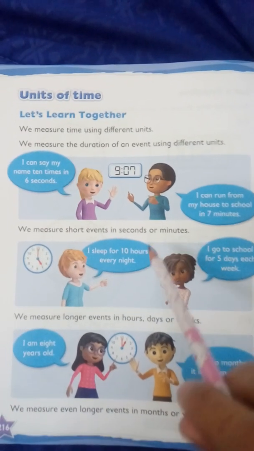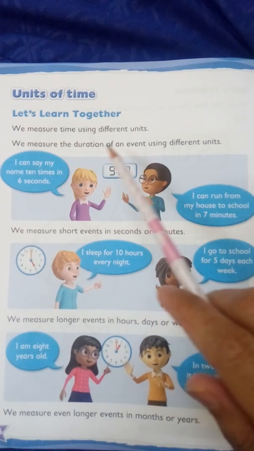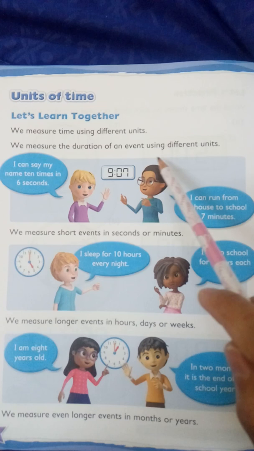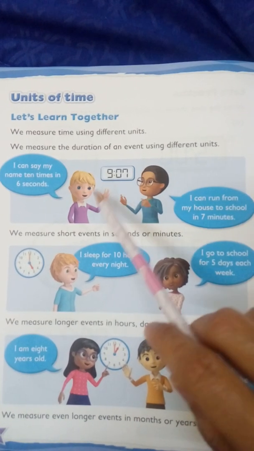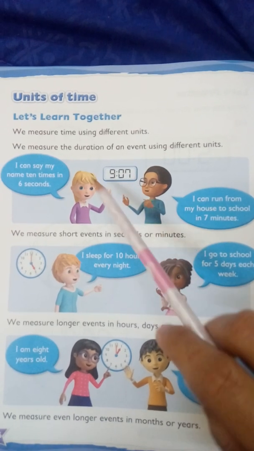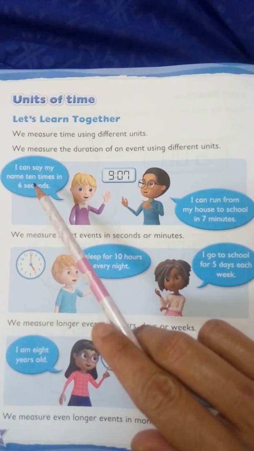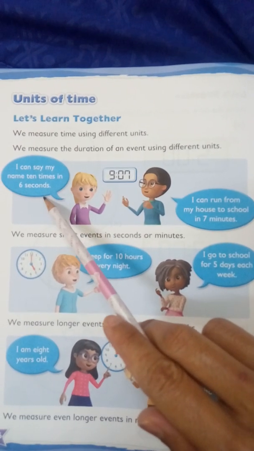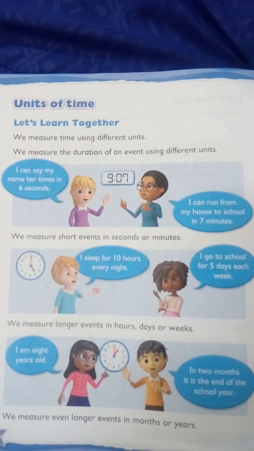Now, units of time. Let's learn together. We measure time using different units. We measure the duration of an event using different units. For example, let's look here. We have 9 seconds and we have 7 minutes. How can I say that? I can say my name 10 times in 6 seconds. What are the seconds? The seconds are the smallest parts of the minute.